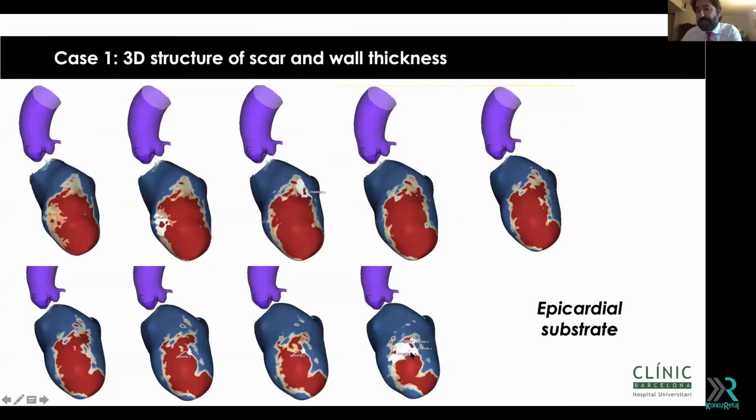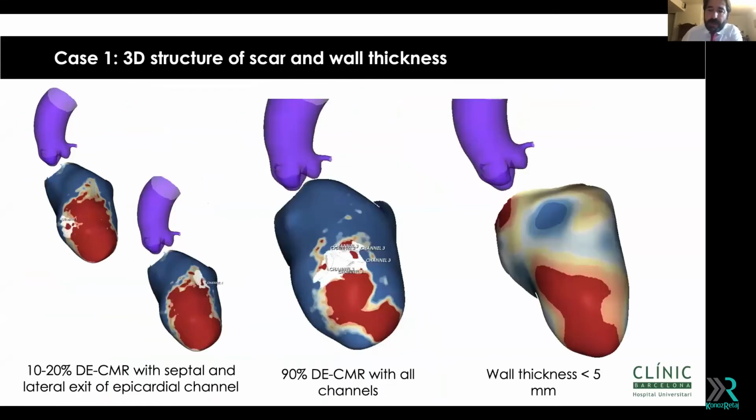So this patient was an ischemic patient with epicardial substrate. But even more important, what this software adds, and the MRI can tell you also, is the wall thickness. This is the wall thickness map. In red, wall thickness less than 5 millimeters. And here is the scar.